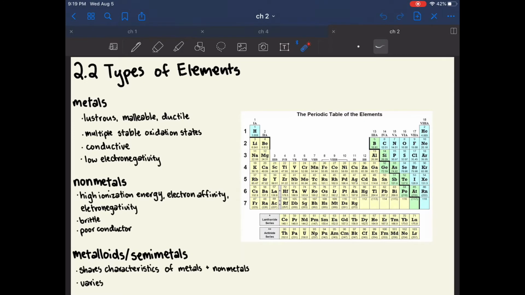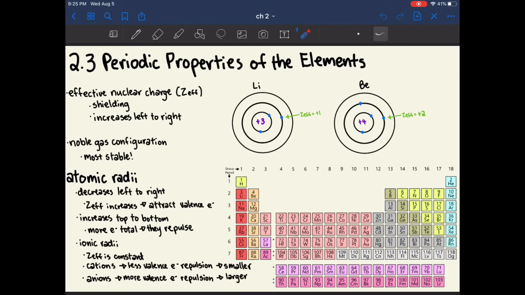So with metalloids, it's harder to predict their characteristics. Some metalloids share more nonmetal characteristics and some share more metal characteristics. But in general, the characteristics of semimetals are somewhere in between those of metals and nonmetals. Chapter 2.3 talks about some of the trends that can be found on the periodic table and goes more in depth on the characteristics that we discussed in the last slide.